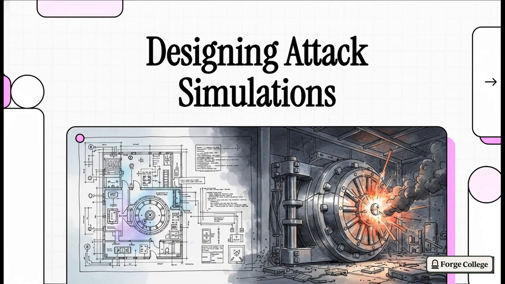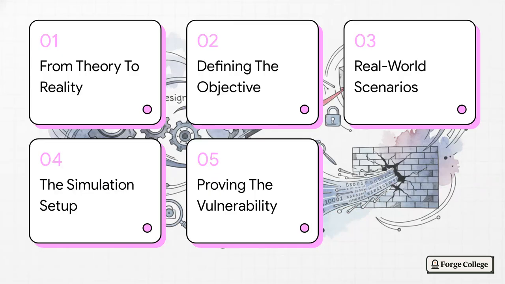Today, we are taking everything we know about theoretical vulnerabilities and translating those threat models into undeniable, hard-coded proof. We're building a replica of the vault in a warehouse, and we're actually going to blow the doors off, hopefully without taking our own eyebrows off in the process. So, here's our exact roadmap for the heist blueprint today. We'll start by moving from theory to reality. Then we'll define a very precise objective. From there, we'll look at real-world scenarios, build out the actual simulation setup, and finally, show exactly how to prove the vulnerability to anyone who asks.